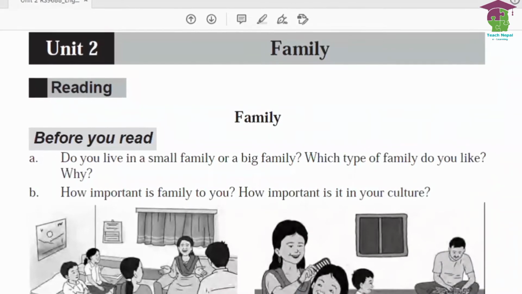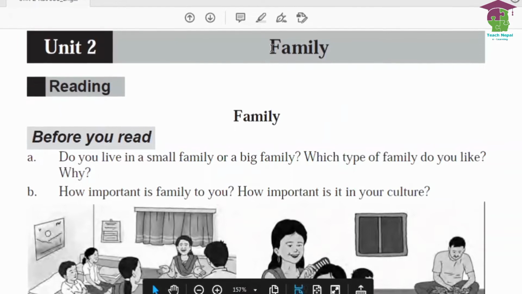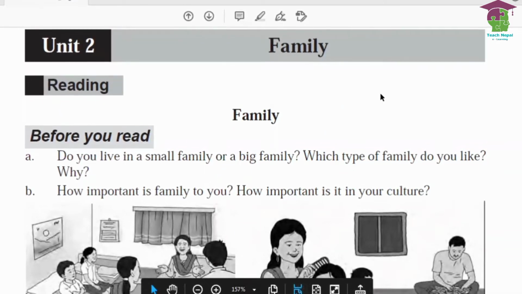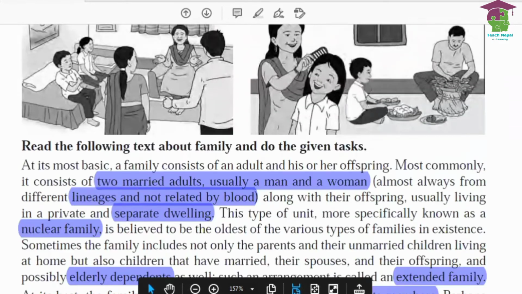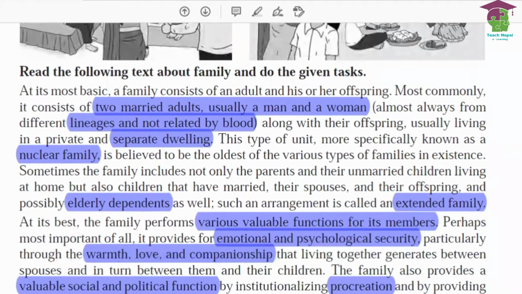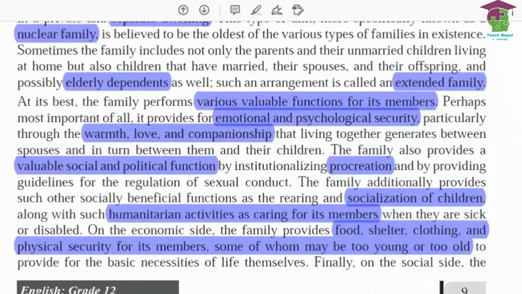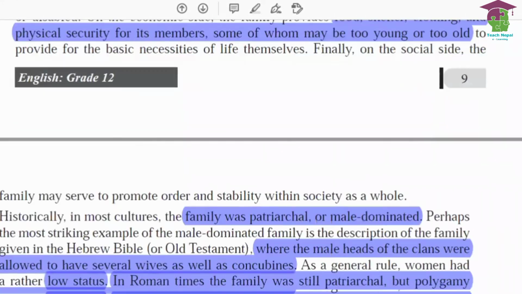I'm Bijoy Neupane. In this video, I'm going to deal with Unit 2 of Grade 12 English, that's called Family. Here, I'm going to deal with reading comprehension, its exercises, writing, and grammar part also.